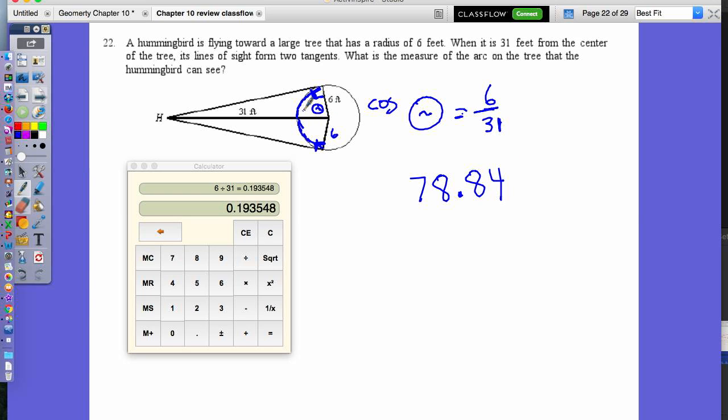Since this angle theta is a central angle, this arc is also 78.84. But since I have 2 of these, I need to multiply it by 2 to get what the bird sees, which is a 157.68 degree arc. And I need to change this on the test to the nearest tenth. Make sure that's specified.